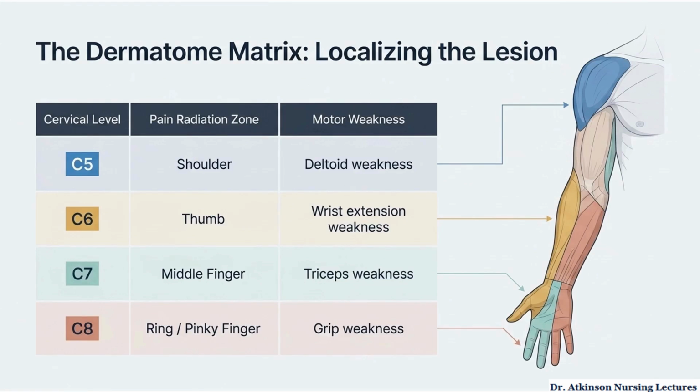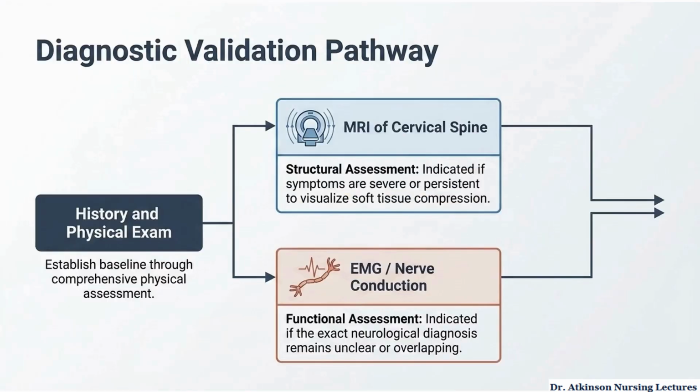C5 compression commonly causes shoulder pain with deltoid weakness. C6 affects the thumb and wrist extension. C7 commonly radiates into the middle finger with triceps weakness, while C8 involvement affects the ring and pinky fingers and may reduce grip strength. Diagnosis begins with a thorough history and neurologic physical examination.